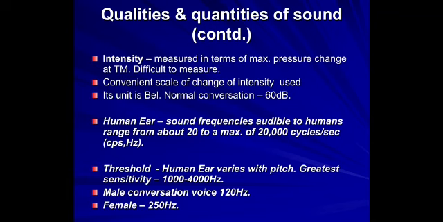Intensity is measured in terms of maximum pressure change at the tympanic membrane. It is very difficult to measure, so they've used a convenient scale of change of intensity at the tympanic membrane, and the unit is bel, and 1 by 10 of a bel is decibel. Normal conversation is around 60 decibel. The audible threshold is 0 decibel. When you are whispering, it is around 30 decibel, in heavy traffic it is 90 decibel, and 120 decibel is the limit of tolerance of the ear.